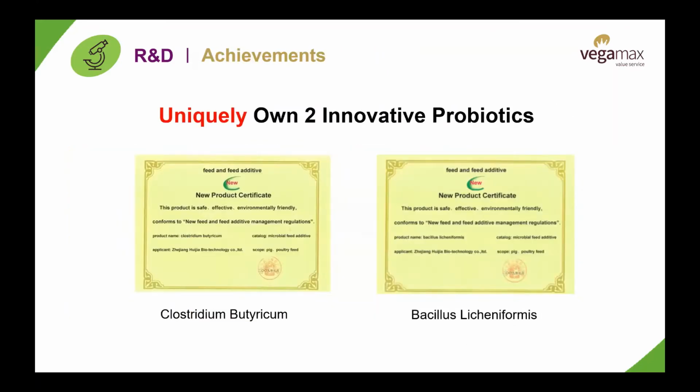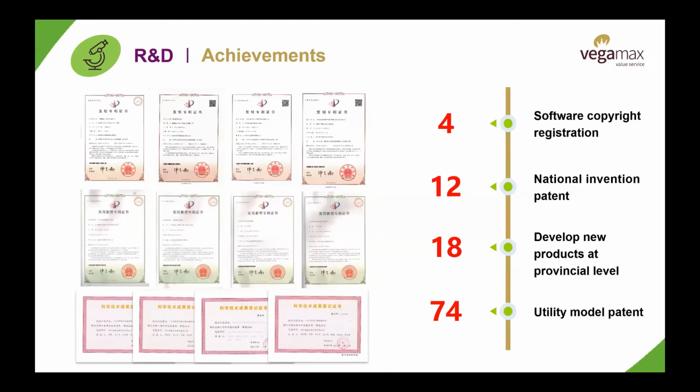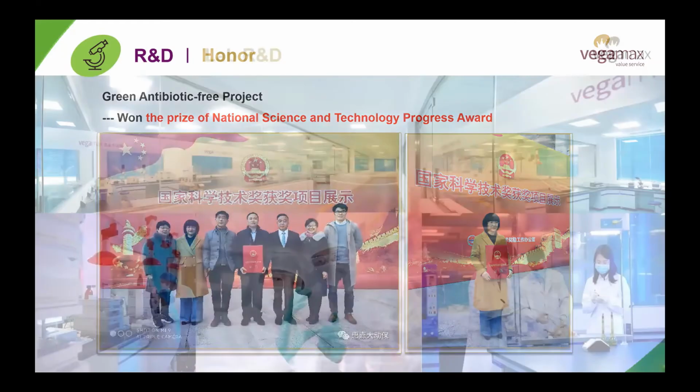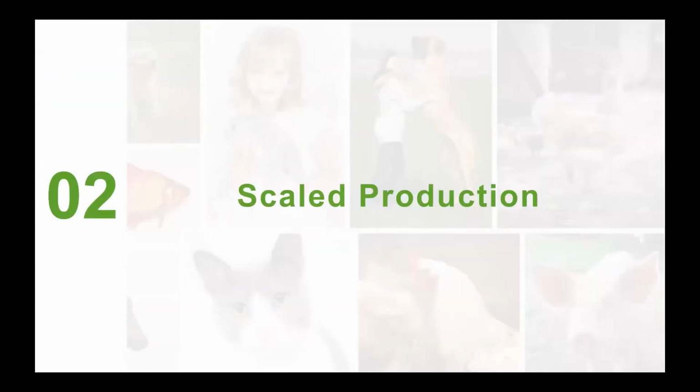And we have also obtained 2 unique new product certificates for probiotics. One is Clostridium perfringens, and the second is Bacillus licheniformis, which are the first and second certificates of this kind in China. So we can see we are the standard maker for probiotics in China. We also have more than 74 utility model patents in our industry. And we also received the national Science and Technology Progress Award, presented by our President Xi Jinping.